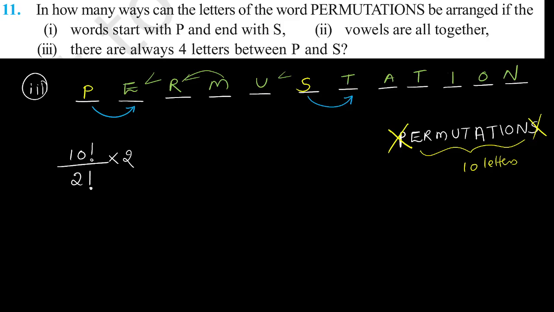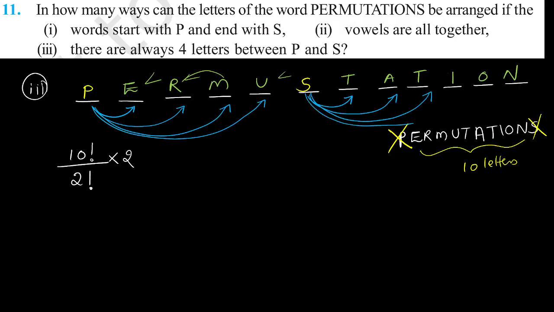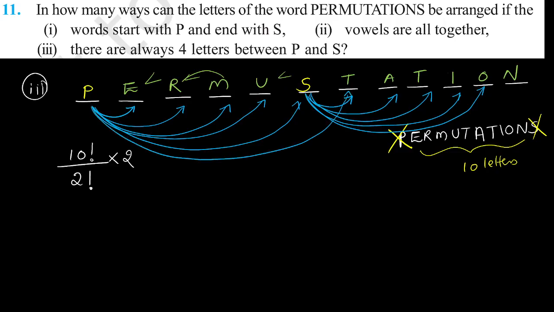So there are how many such cases shifting? P is shifted to this place, automatically S is shifted to this place. Or P is shifted to this place, automatically S is shifted to this place. So first case, second case. P can be shifted to this place, S can be automatically shifted to this place. P is shifted to U's position, S is shifted to this position. P is shifted to S position, S shifted to this position. P is shifted to T's position, S is shifted to Nth position.